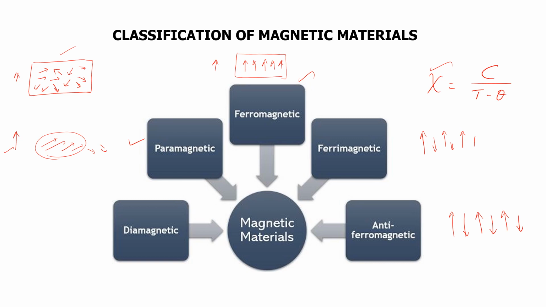So we don't have much about ferrimagnetic and ferromagnetic, antiferromagnetic in our syllabus. Just to introduce, I am just telling this. So this is about the classification. We will see further details in the next slide.